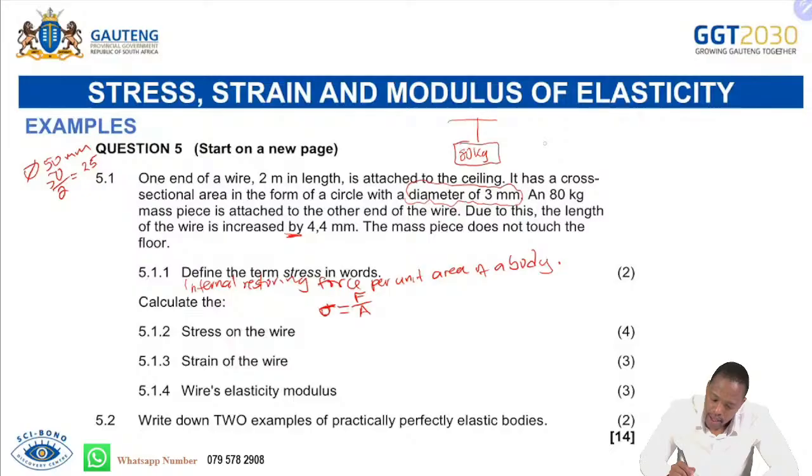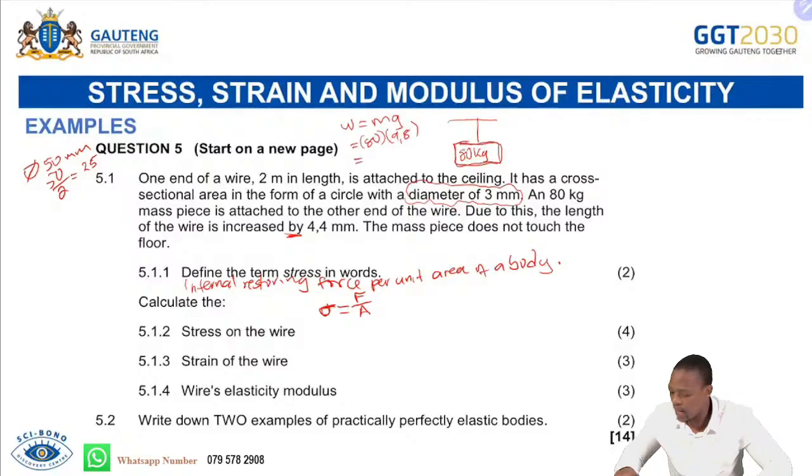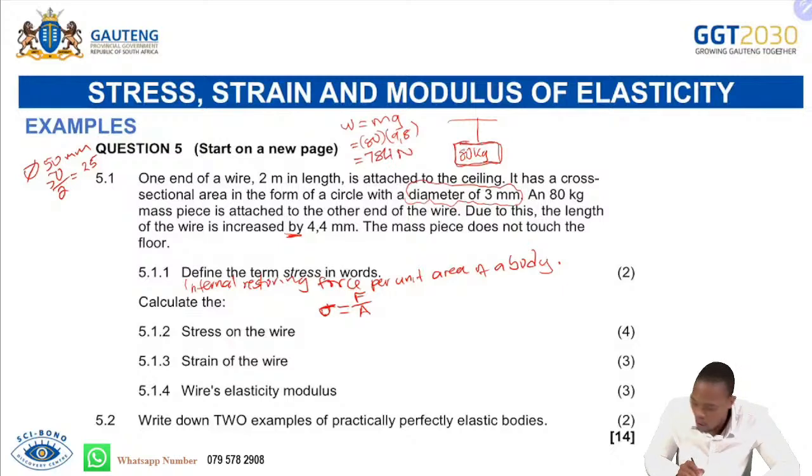Where is the force? The force here is going to be exerted by the weight of this 80 kilogram mass piece. So I simply need to say W is equal to mg, where mass is 80 times 9.8, and I get the answer. And then I'm going to quickly calculate that. 80 times 9.8. Then the weight there is 784 newtons. I hope people are working with me there. Okay, all right. So I now know the force.